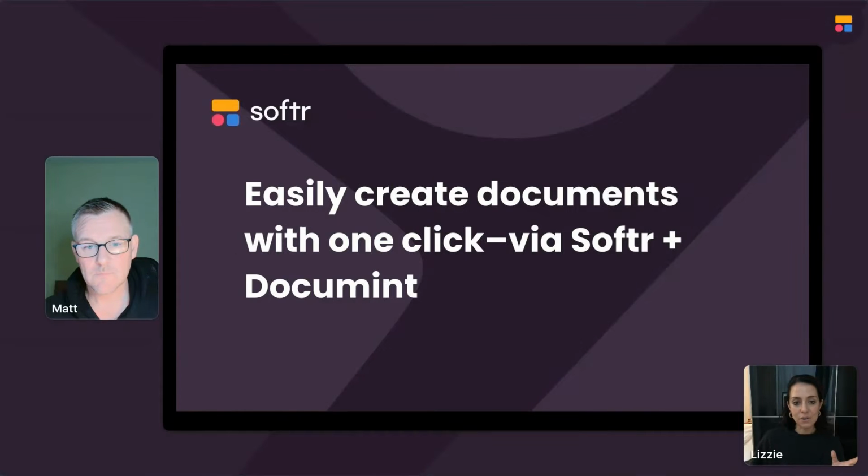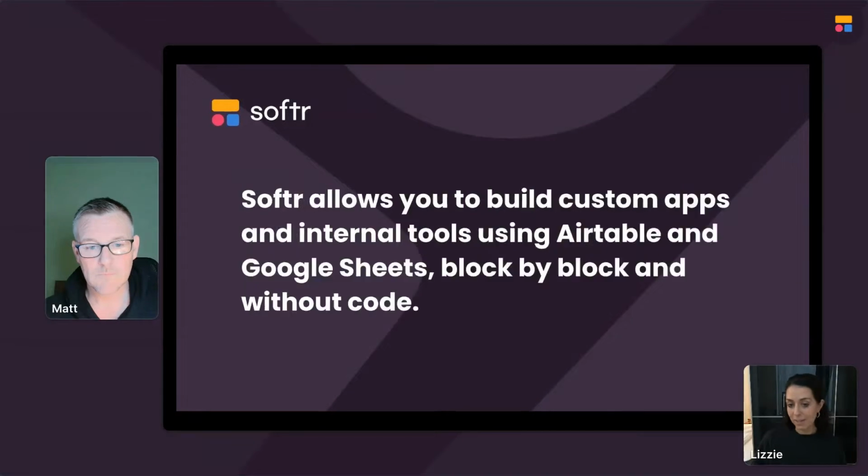So this is going to be our presentation. We are going to show you how you can easily create documents with one click via Softr and Documint. Very briefly, I'm not going to go super in depth into Softr as a tool, but if some of you are quite beginners, essentially what we do is allow you to build custom applications and internal tools using Airtable and Google Sheets, which is in beta and will be available to the public by the end of the year. It's block by block and without code, so it's quick to set up a fully functioning app for your business.